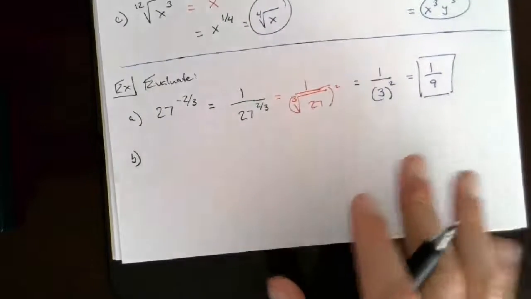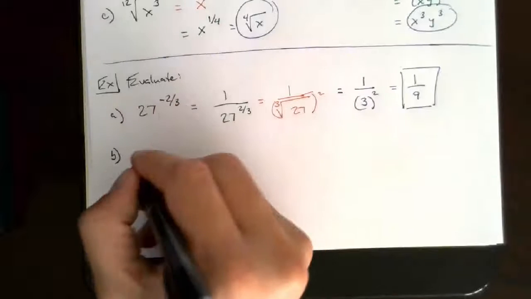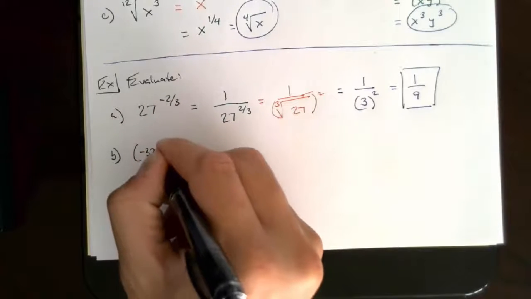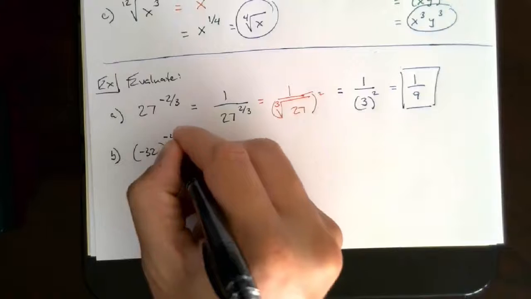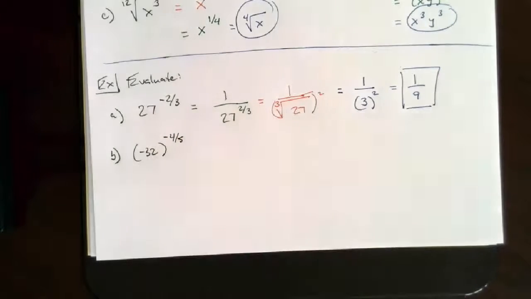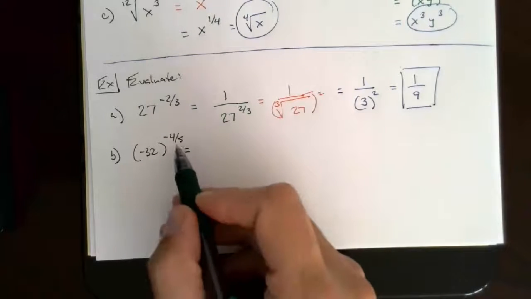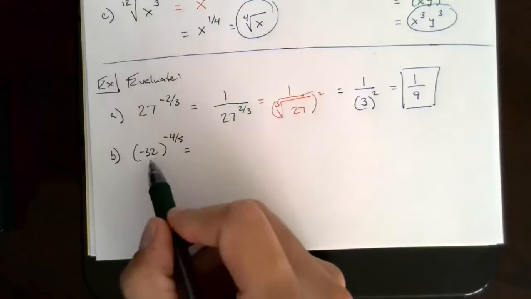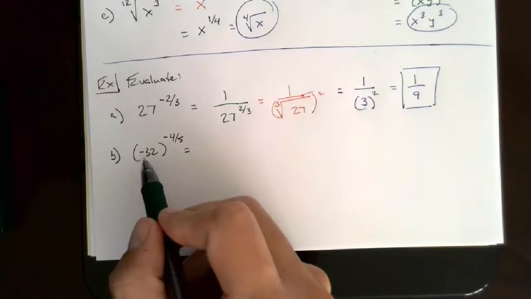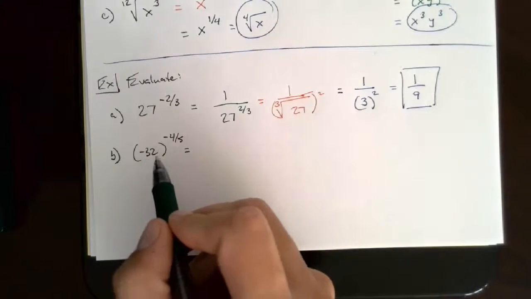What if I gave you this one? If I said I have negative 32 to the negative 4/5 power. First thing to recognize here, I have a negative exponent on a base. The base is negative 32. The negative on the 32 doesn't tell you anything about direction. That's just the sign of the number.